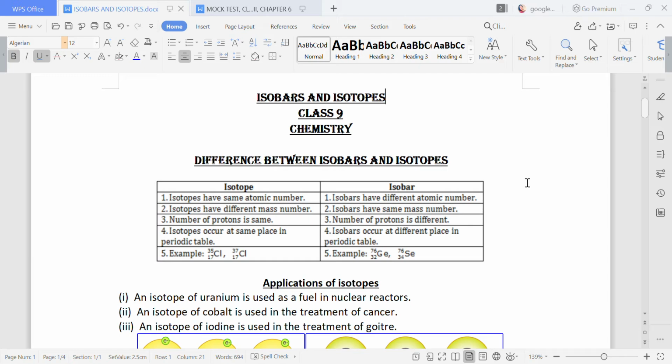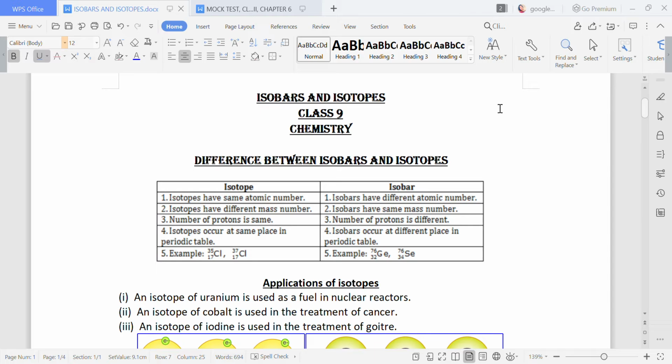Children, we are going to discuss the last two topics from the chapter Structure of Atom, and the topics are isobars and isotopes. So let me first describe the difference between isotopes and isobars, because studying the difference between them is the best way to study any topic. So let's begin with what is an isotope.